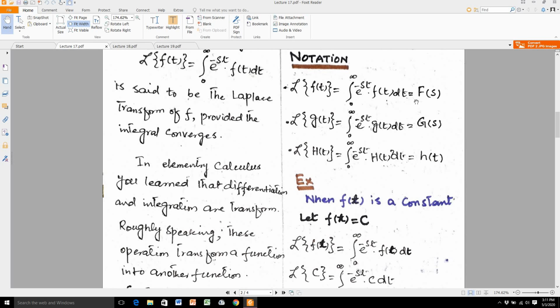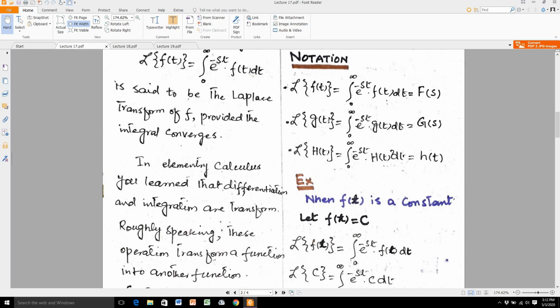Another example of transformation is the conversion of frequency into time period, or the time period into frequency. These are the transformations. So here you see that Laplace of f of t is equal to the integral from 0 to infinity of e raised to power minus st f of t dt, is equal to capital F of s. This transforms small f of t into capital F of s.